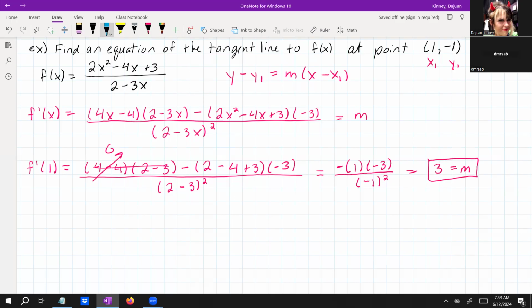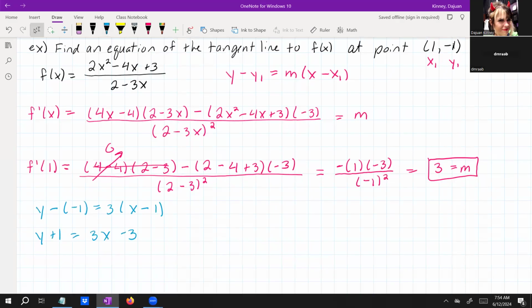Now I have a slope and I have a point. I can find my tangent line. y minus my y1, which is -1. So I'm getting that from the point they gave us. m is 3. x minus my x1, which is 1. Clean up. Subtract 1 from both sides.